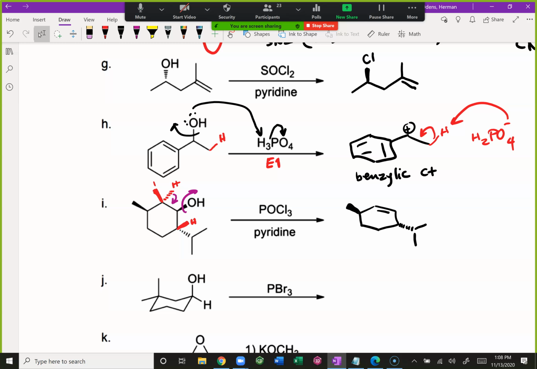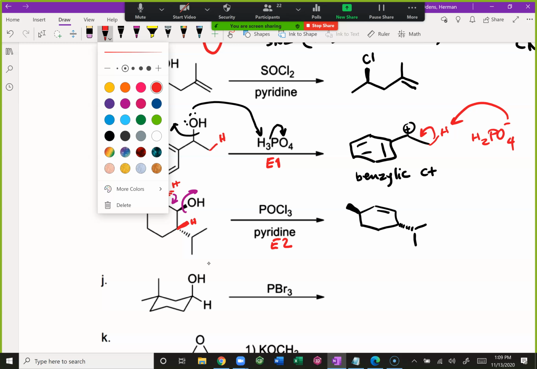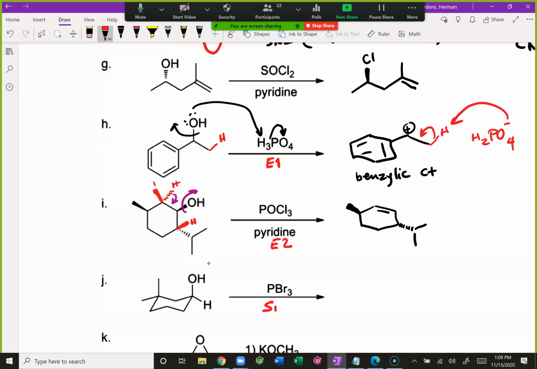PBr3. Notice that this reaction is actually an E2. All right. PBr3. What does it do? Converts an OH into Br, right? So, does it do it with inversion of configuration? Yes, it's an SN2.